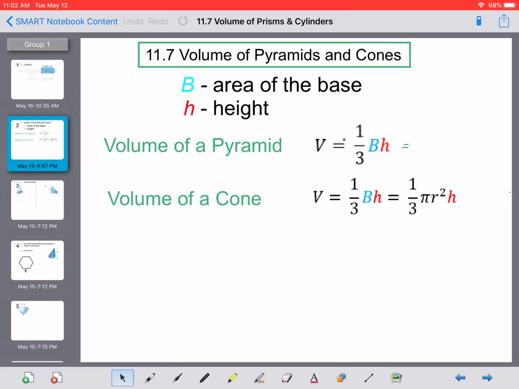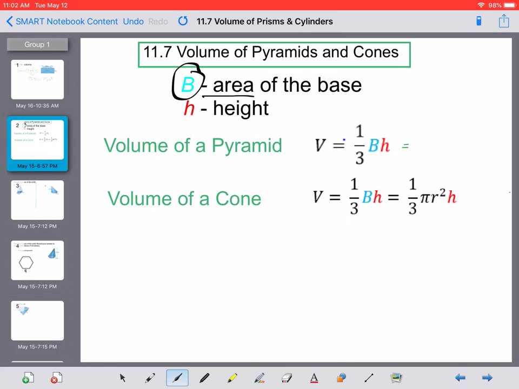Again, we're going to use this big B. And this big B we have to remember stands for the area of the base. Okay, that's huge. We've got to always remember this. And height again is the height of the pyramid or cone. Okay, that's what H stands for.